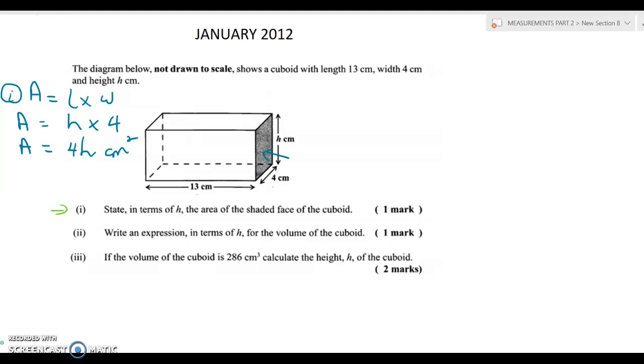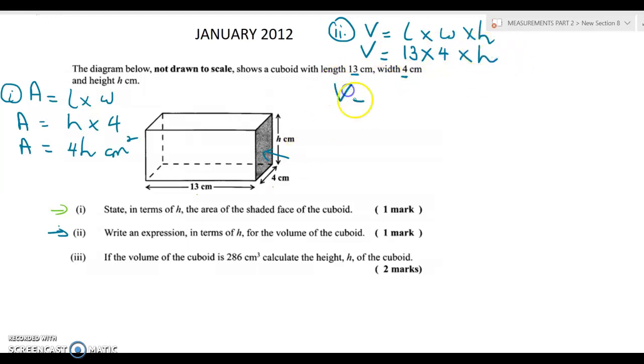Part 2 says, write an expression, again in terms of h, for the volume of the cuboid. So remember, I would have mentioned before, the formula for volume of a cuboid is something you need to remember. So volume of a cuboid is length by width by height. Very easy formula to remember. So in terms of h, what would this be? They gave us our length, which was 13. So that's 13 times our width, which is 4, times our height, which is h.